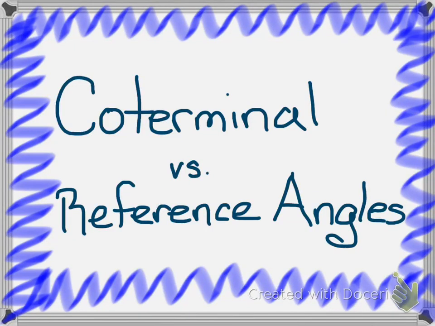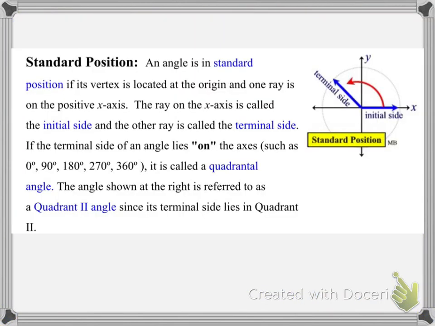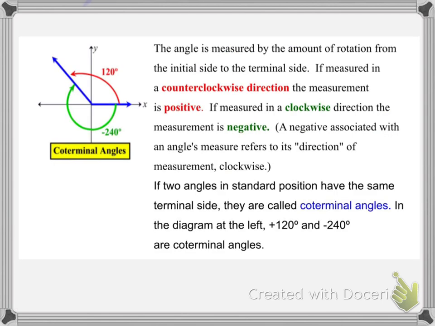In this video, I'm going to teach you guys what coterminal angles are and what reference angles are. Basically, when you have an angle in standard position, you have your initial side and your terminal side that moves. Whenever you are given an angle on a unit circle, remember this one thing. That terminal side can form two different angles. It can form its positive angle that goes counterclockwise and the negative angle that goes clockwise.